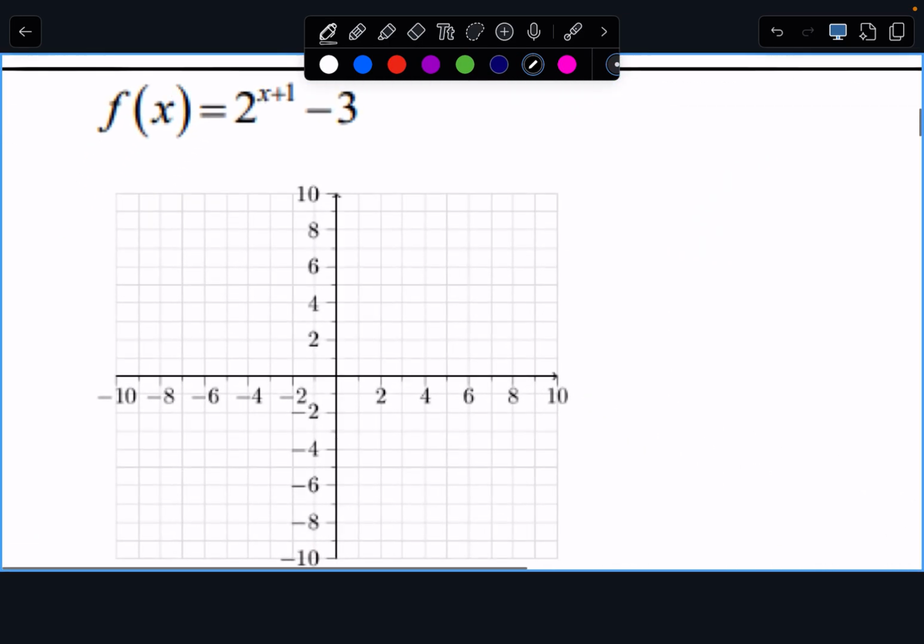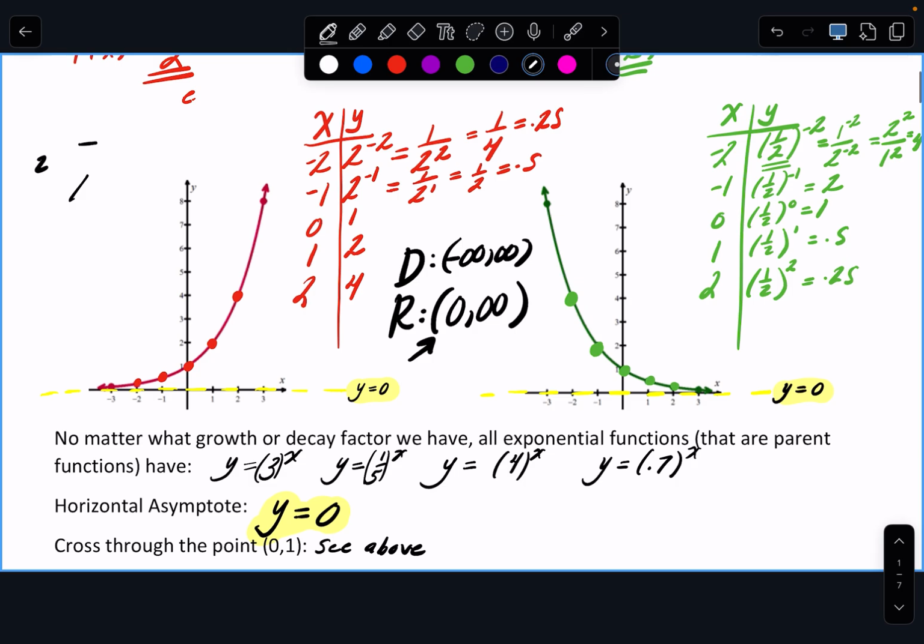Okay, alrighty. So let's go graph a shifted exponential. Now think back with me, if you don't mind, real quick. Look at these green and red graphs. If I shift it left and right, is the asymptote getting changed? No, the graph will change, but the asymptote won't.